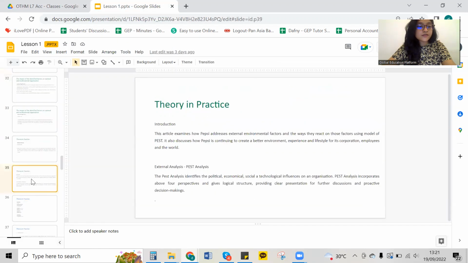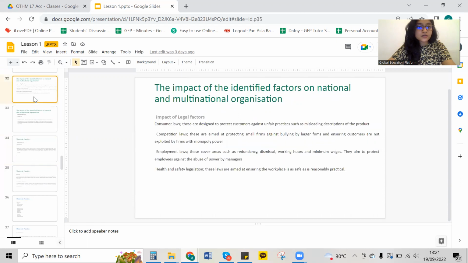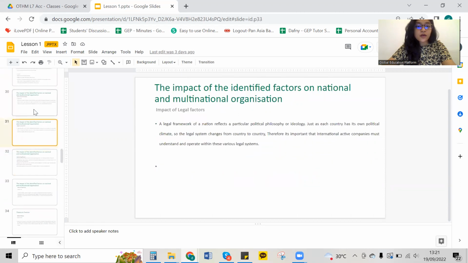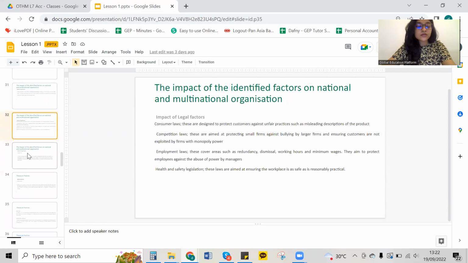So that's about the factors here, right? Right. So it's all about the impact of the factors. So that will cover lesson 1 here.